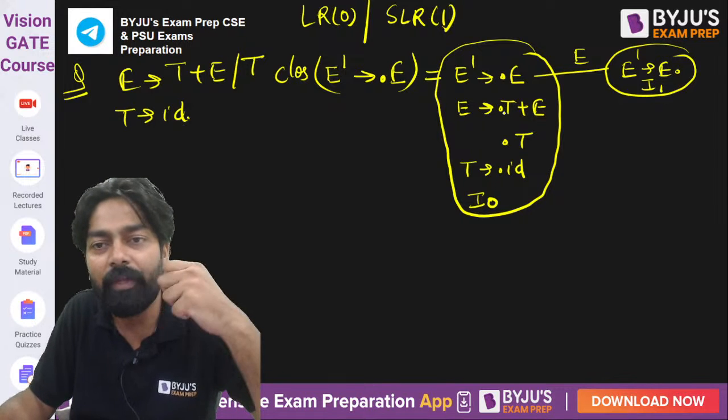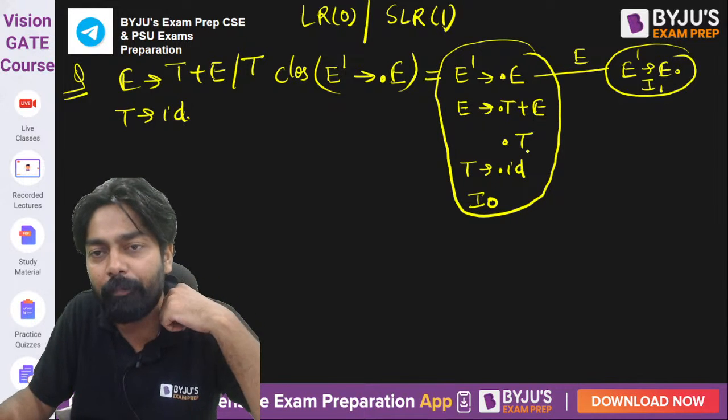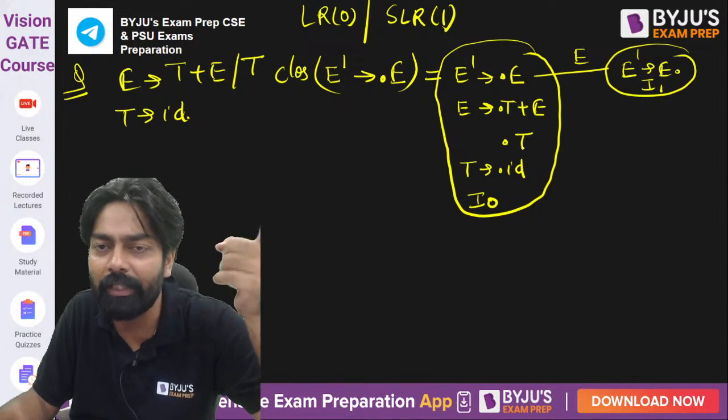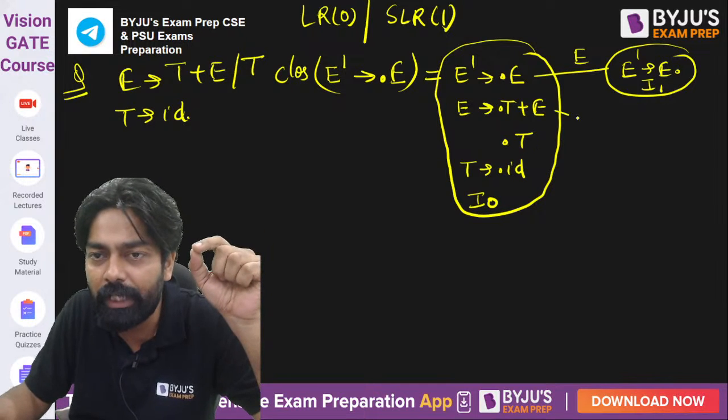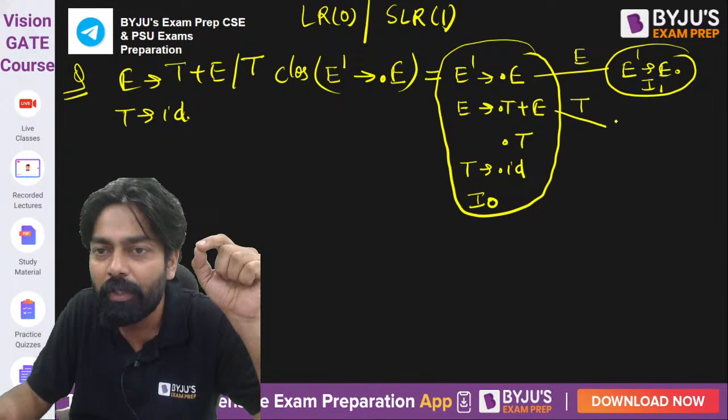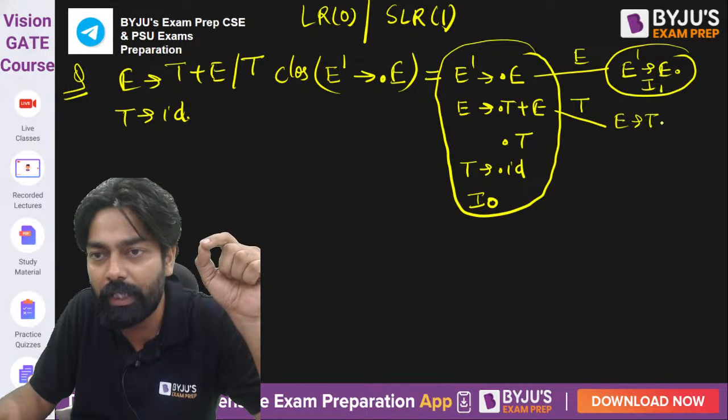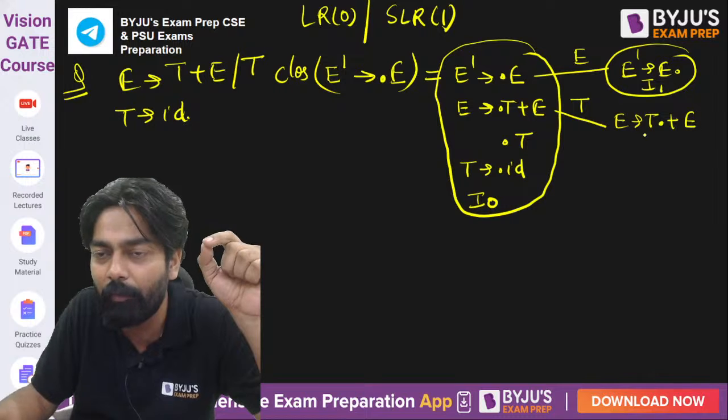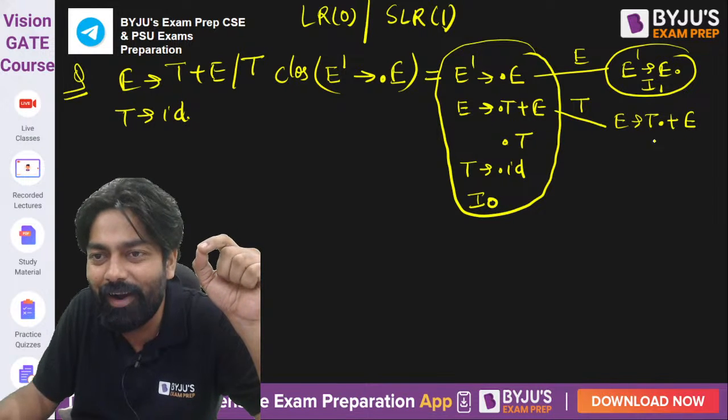Now what is the input here? T. You are making a DFA, my dear friend. So see here, I am reading T from I0. So E goes to T, the dot will be shifted: T dot plus E. Are you getting my point?